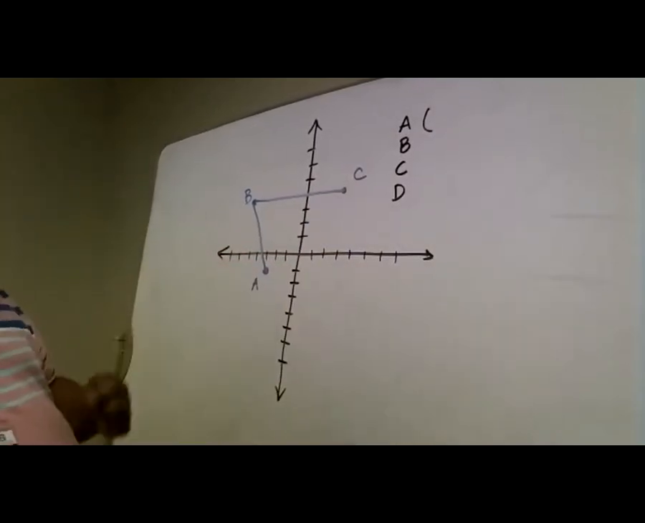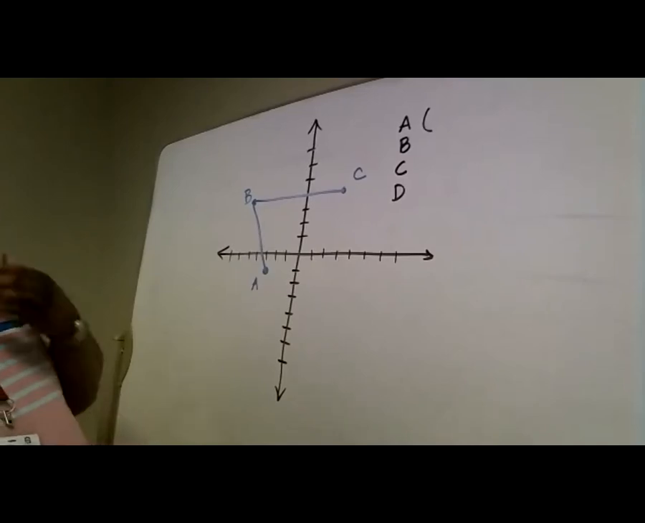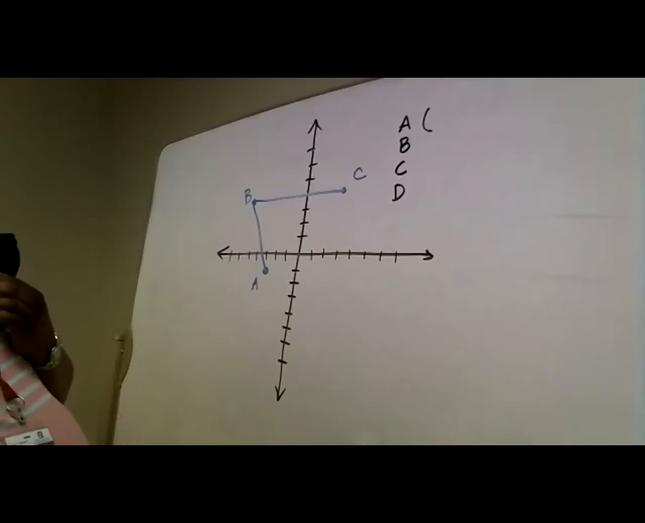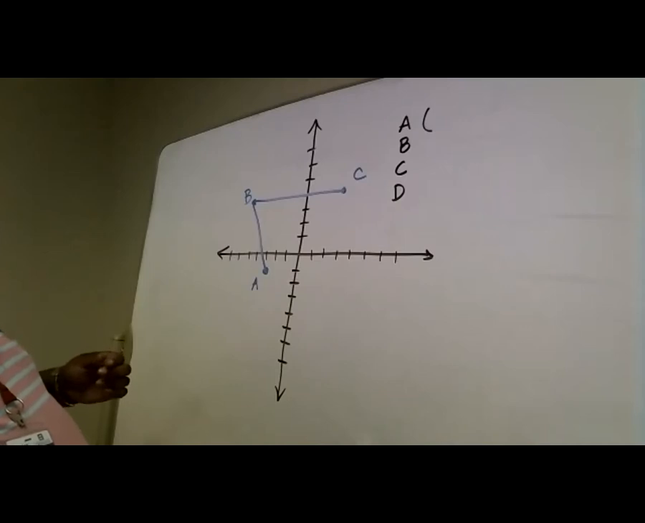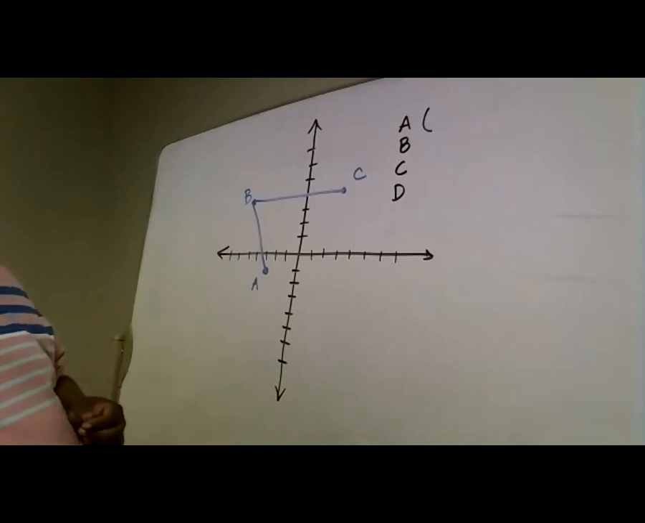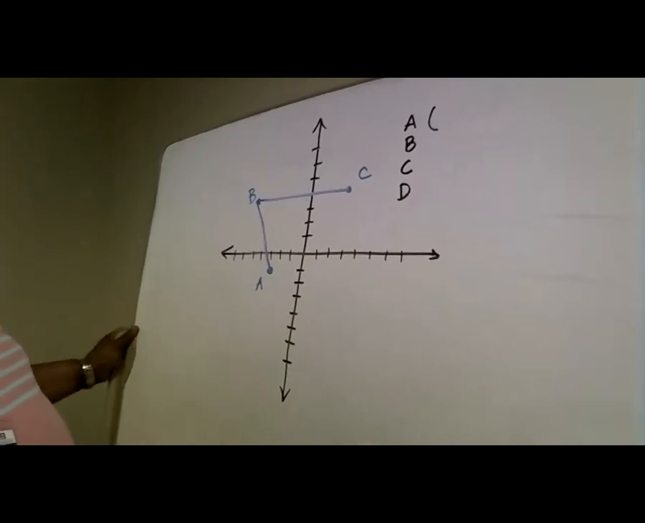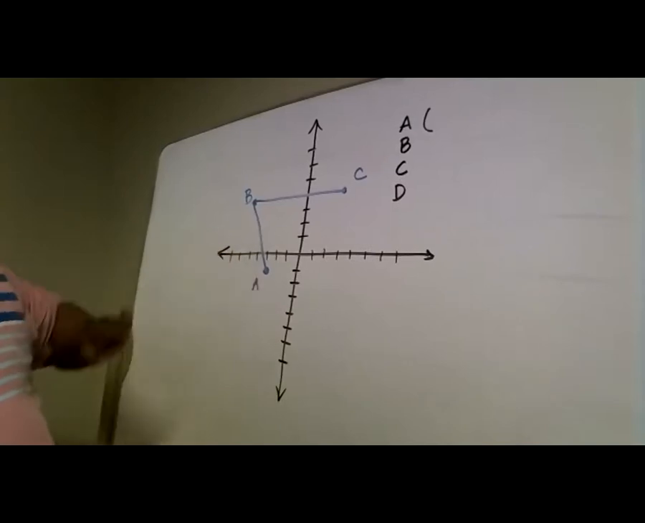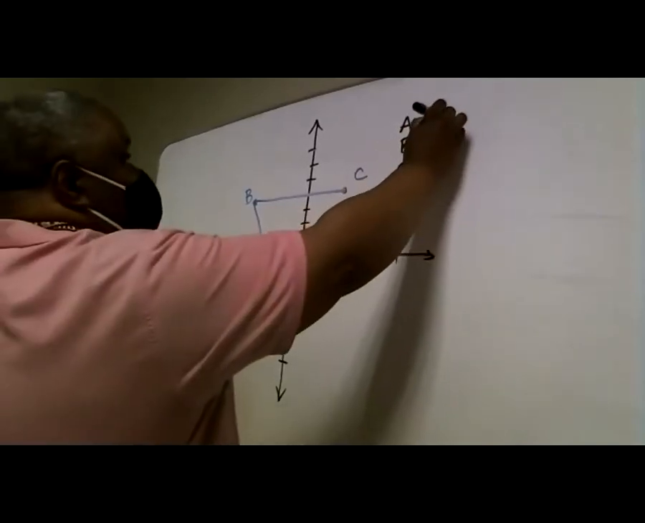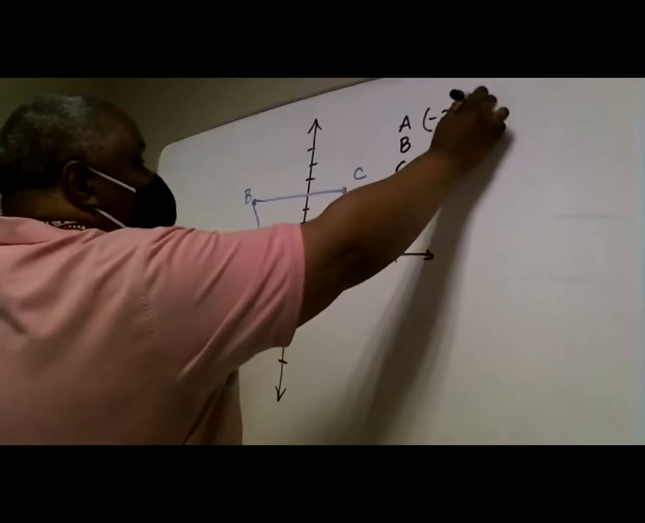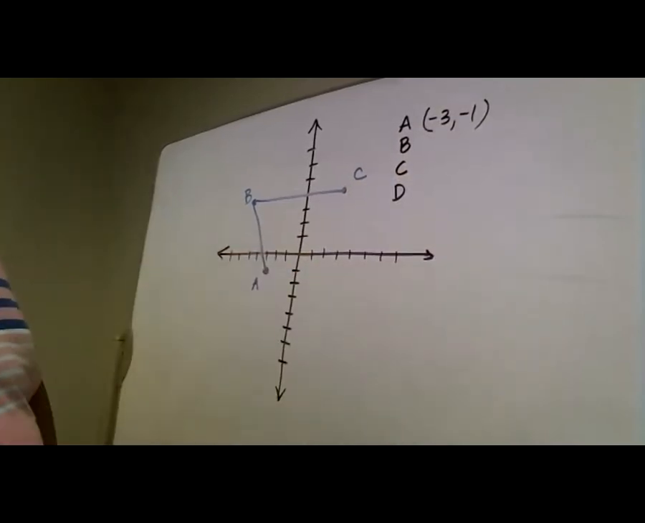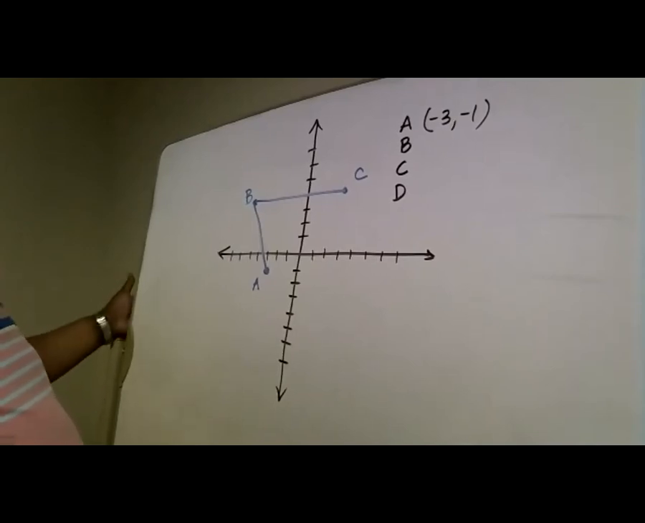So here's point A. What would be the ordered pair for point A? Is it -3? I can't really see. Sorry about that. No, it's not you, it's me. It's backwards on here, but when I finish it and post it on YouTube, it'll be fine.